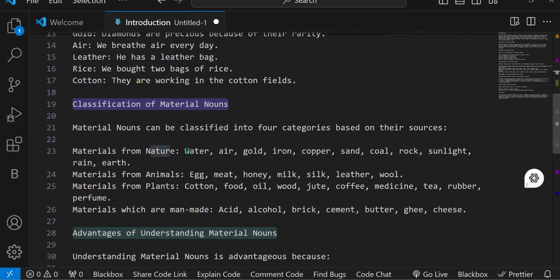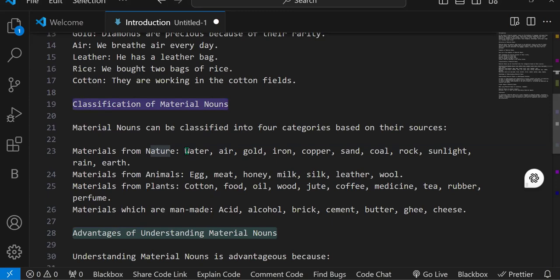Classification of material nouns. Material nouns can be classified into 4 categories based on their sources. Materials from nature. What will come from nature? Water, air, gold, iron, copper, sand, coal, rock, sunlight, rain, earth. All these are material nouns from nature.